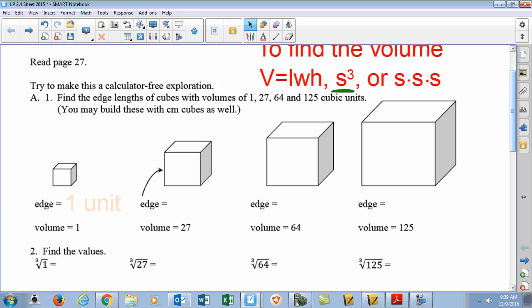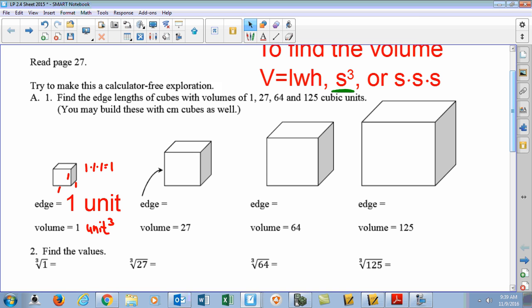That's correct, 1 unit. So the edge of this cube is 1 by 1, so length times width times height. This cube is 1 all the way around. And in terms of volume, we would write it as 1 cubic unit. So instead of square units like we did with area, the 3 goes up in front of the units for volume because we're dealing with three-dimensional spaces. All right, let's move to one that's a little harder. Again, we got 1 because 1 times 1 times 1 gives us 1.